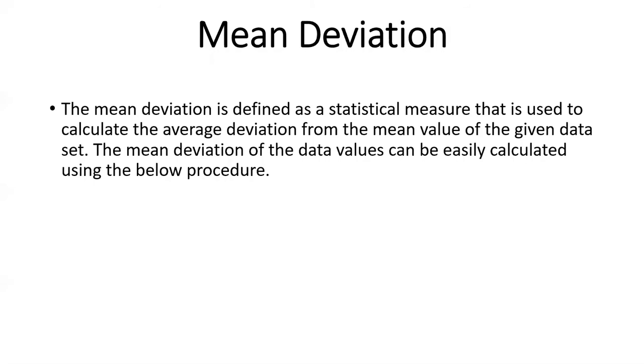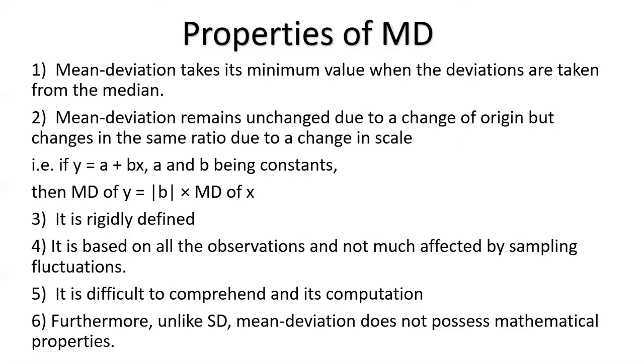The mean deviation of the data values can easily be calculated using the below procedure. Here, first we will find the actual data average and then we will find the deviation. Okay, then let's understand the properties of mean deviation. The mean deviation value is at its minimum when the deviations are taken from the median. The value of the mean deviation will be minimum when it is taken from the median.